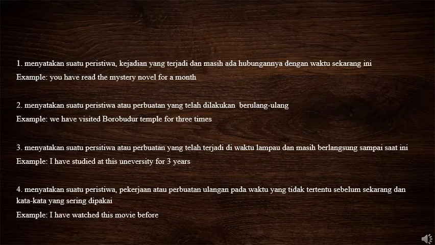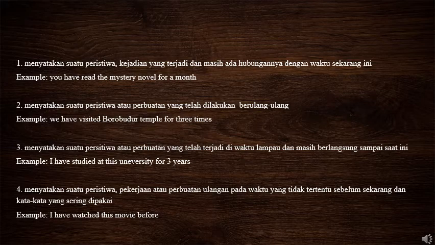Okay, for the next slide, I will explain to you about the use of present perfect tense. To make it easier, I will explain it in Indonesian. So, the first use is untuk menyatakan suatu peristiwa, kejadian yang terjadi dan masih ada hubungannya dengan waktu sekarang. For example, you have read this mystery novel for a month.